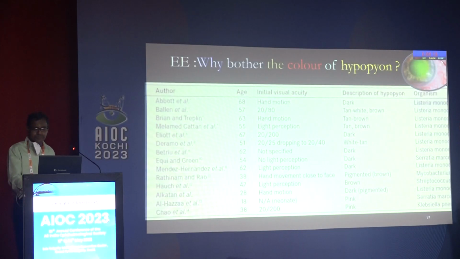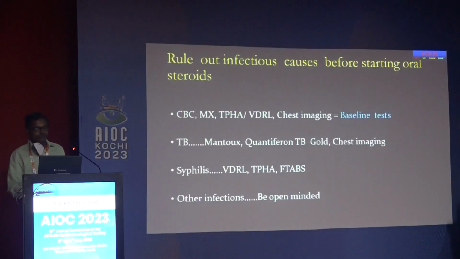So the color of hypopyon is also important. As you can see, the pink colored hypopyon can happen in Serratia and Klebsiella, and Mycobacterium can cause a brown colored hypopyon, and there are different colors. You can look for that.